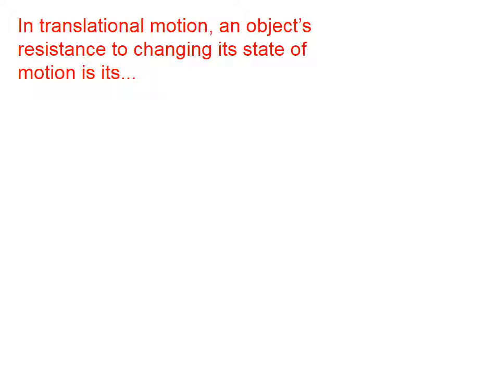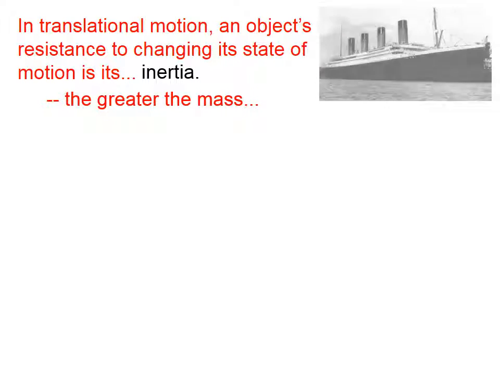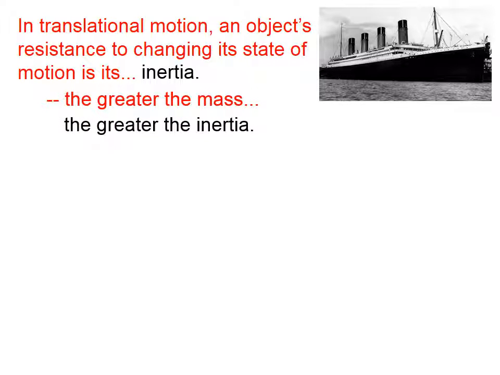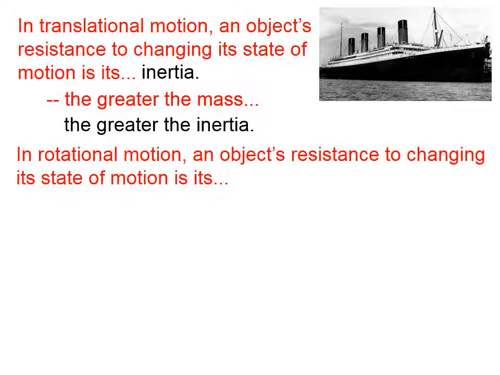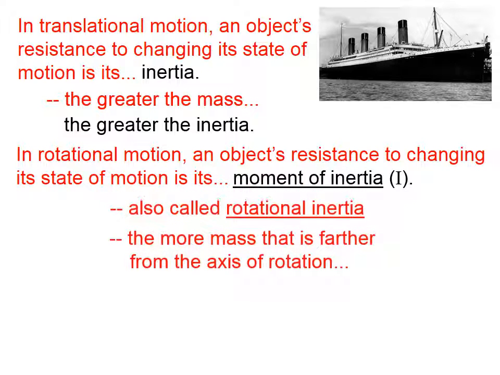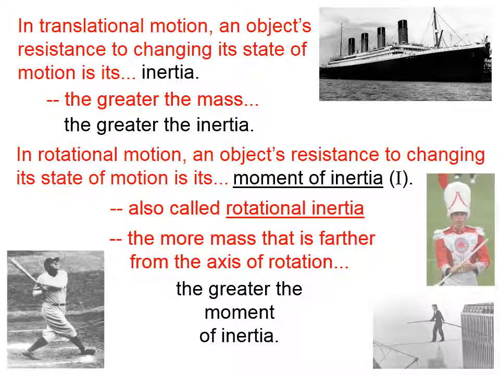In translational motion, an object's resistance to changing its state of motion is its inertia. The greater the mass of an object, like the Titanic, the greater the inertia. The smaller the mass of an object, the smaller the inertia. In rotational motion, an object's resistance to changing its state of motion is called its moment of inertia, symbolized by capital letter I. It's also called the rotational inertia, and the key idea with the moment of inertia is that the more mass that's farther from the axis of rotation, the greater the moment of inertia.